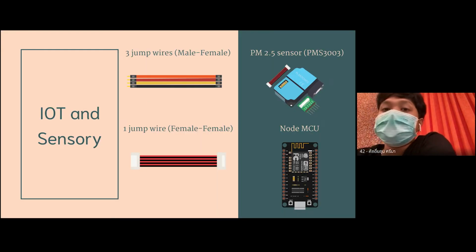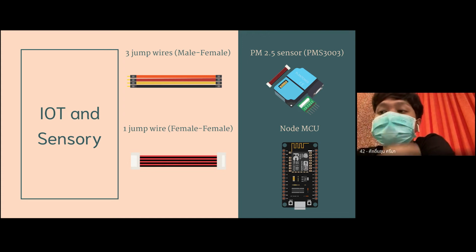For IoT and sensors, the materials include three jumper wires, male to female. It's a wire or terminal that connects between a remote electronic circuit and a panel. One jumper wire, female to female, starts with female and ends with female. PM2.5 sensor, or you can call it PMS3003. The PMS3003 uses laser scattering theory to get suspended particulate matter concentrations in the air of 0.3 to 10 microns.